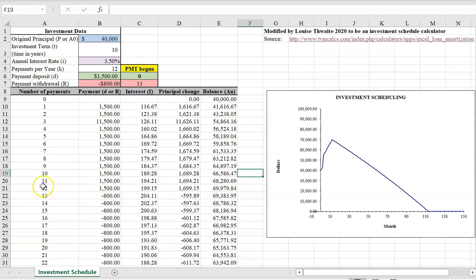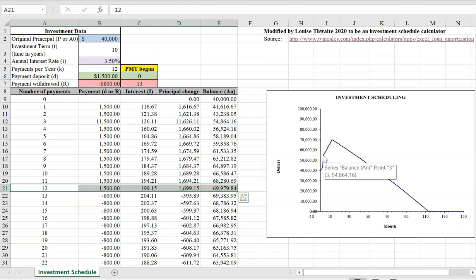Hopefully you'll see the increase in the balance up to $69,979.84. You'll also notice the shape of the balance changes. So you can see here, this is where we popped in our lump sum, which boosted the balance.